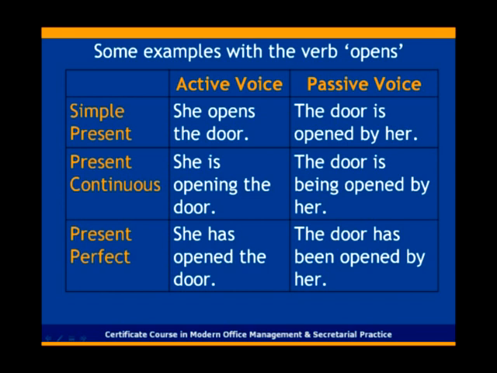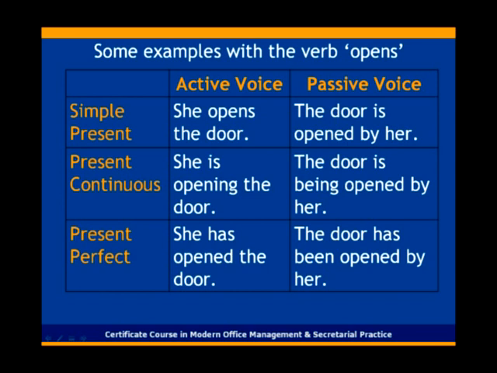The active voice sentence in the simple present tense, She opens the door, becomes The door is opened by her in the passive voice. The active voice sentence in the present continuous tense, She is opening the door, becomes The door is being opened by her in the passive voice.